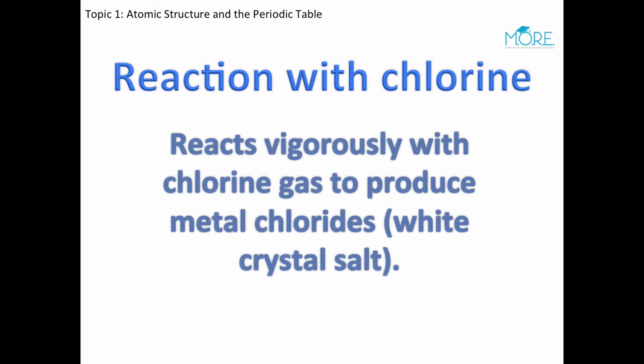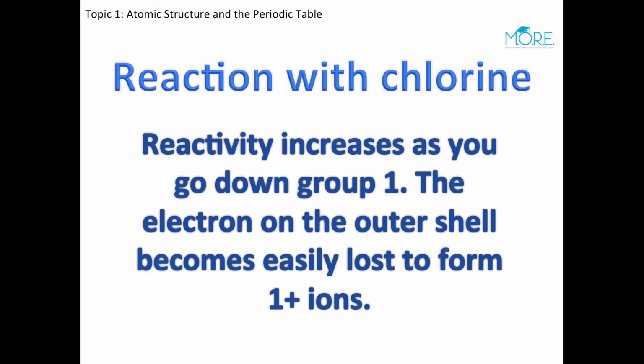Now, reaction with chlorine. Alkali metals react vigorously with chlorine gas to produce metal chlorides. Reactivity increases as you go down Group 1. The electron on the outer shell becomes easily lost to form 1+ ions.